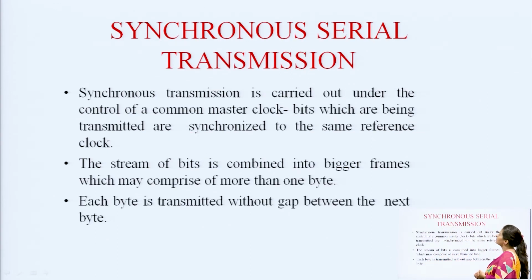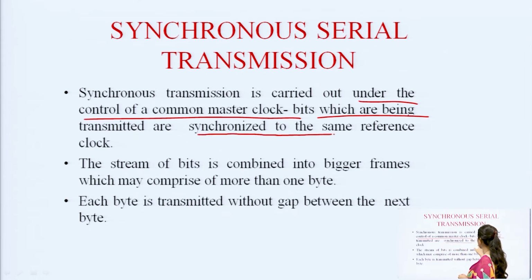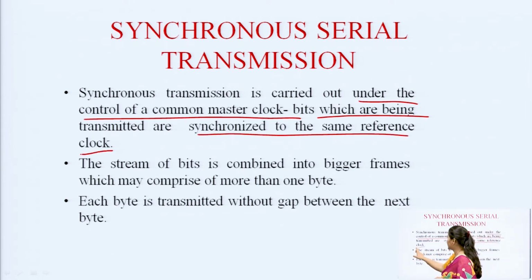Now, we come to synchronous serial transmission. It is carried out under the control of a common master clock. This is the basic difference between the two schemes. Bits which are being transmitted are synchronized to the same reference clock. Yes. So, both the sender and the receiver are working under the same master clock. So, the bits, bytes, everything is synchronized according to the master clock.